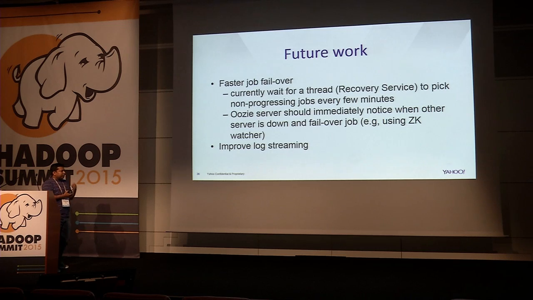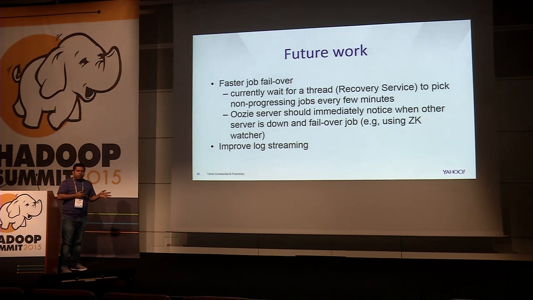Some of the future work we're going to do: since Oozie processes a lot of critical revenue workloads, we want faster recovery. Currently, on each Oozie server we have a periodic task which keeps checking jobs, and if any job is runnable but has not been run for more than 10 minutes, we take it and execute it. In future, if one server goes down while processing some job, we want the other server to immediately take over those jobs and start executing.